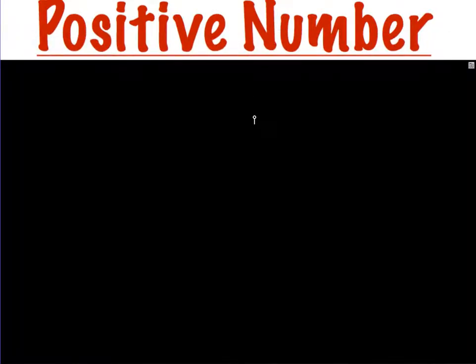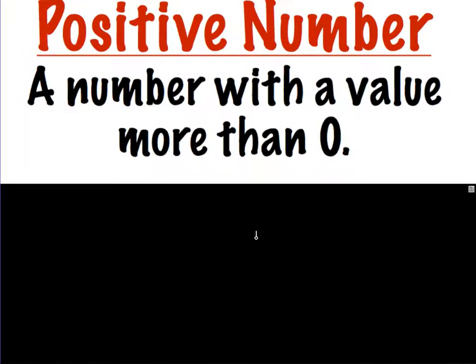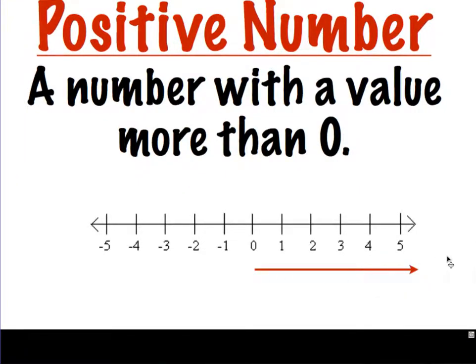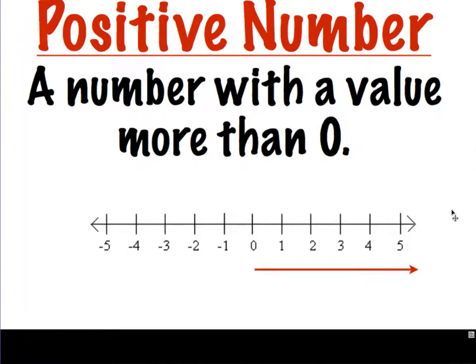All right, so here we go with your vocabulary for Module 1, Lesson 1. First, positive number. Positive numbers are numbers with a value more than 0. On a number line, these are the numbers to the right, or if you have a vertical number line, the ones that are up. So positive numbers are greater than 0.